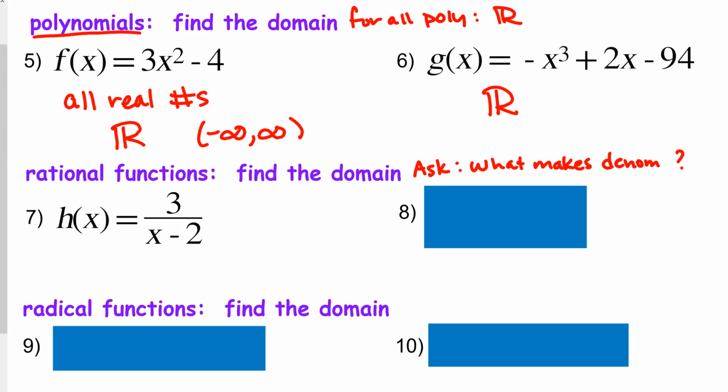Let's make that 0 look like a 0. Okay. So for h of x, number 7, what makes the denominator 0? Well, x equals 2 does. So what's the domain? Everything except 2. So do you want to write it like this? X is not equal to 2. That's okay. Do you want to write it like this? -infinity to 2, union 2 to infinity. That's okay. Either way is good.